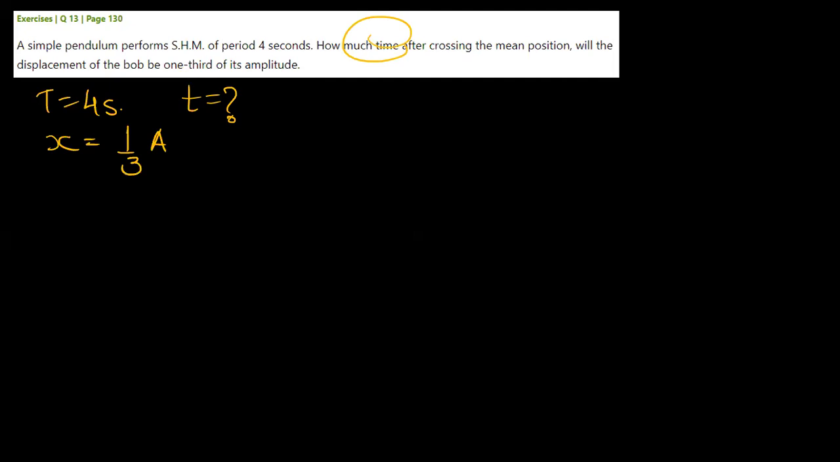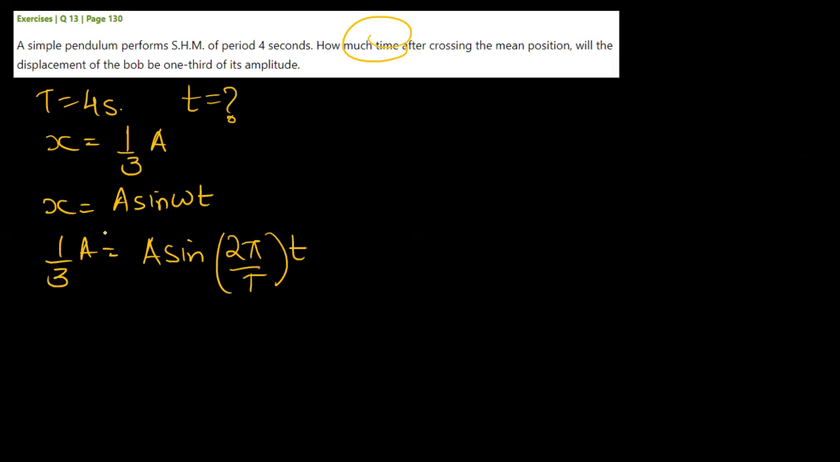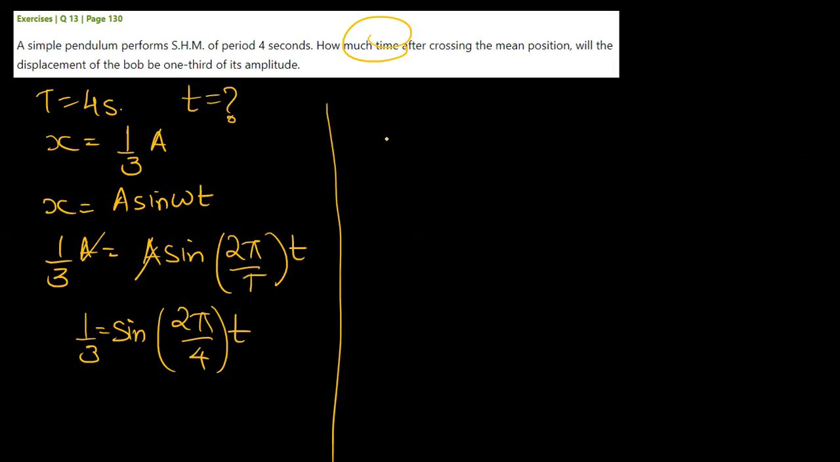So in this case, we will use the equation for displacement. For the mean position, we have displacement x equal to a sine omega t. I can write x is 1 by 3 a. This is equal to a sine omega t, where omega can be written as 2 pi by T, into t. So this a gets cancelled. So 1 by 3 equals sine of 2 pi by 4 into small t. 1 by 3 is 0.33, so I can write this as 0.333.